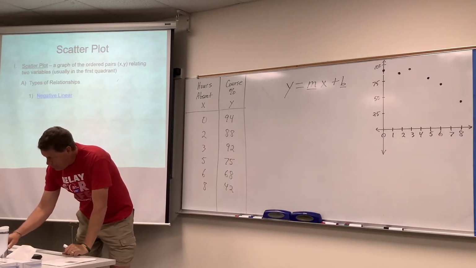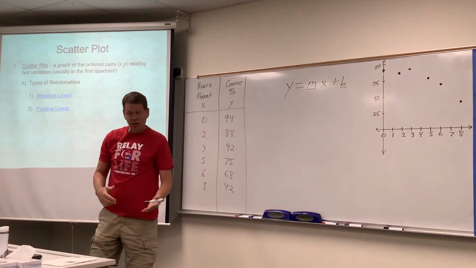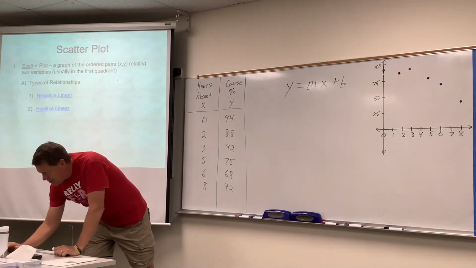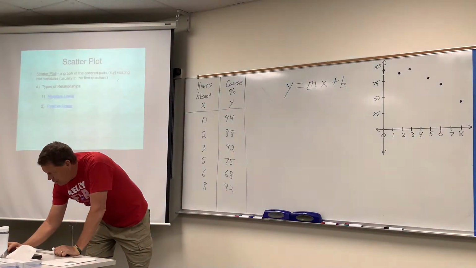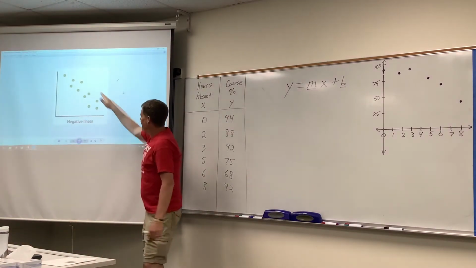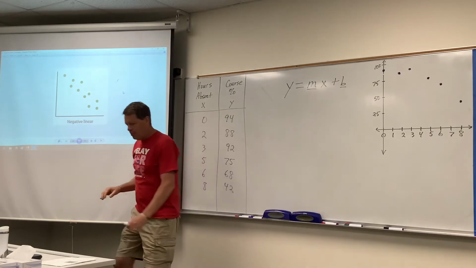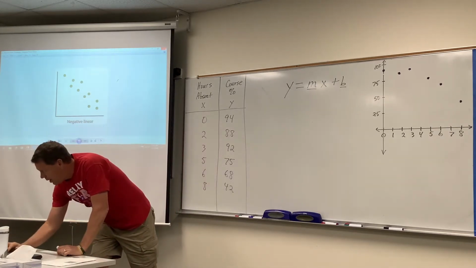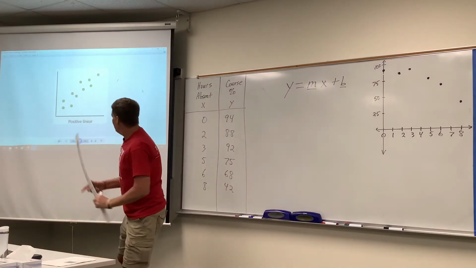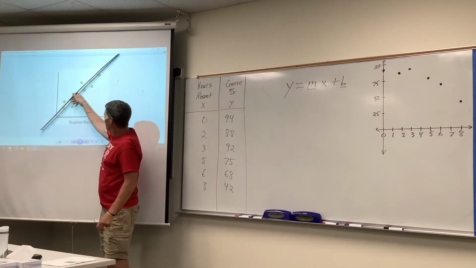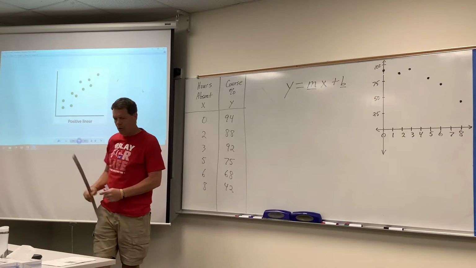We also could have a positive linear relationship. I have links to these, which I believe I have to now get out of this. A general picture of a negative linear slope would look something like that, a line with a negative slope. And then, of course, if our scatter plot looked more like this, that would give us a positive linear slope, a line with a general upward trend, positive slope.